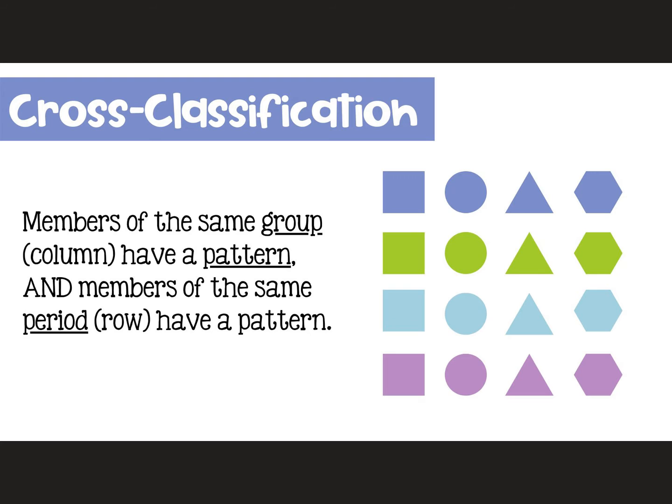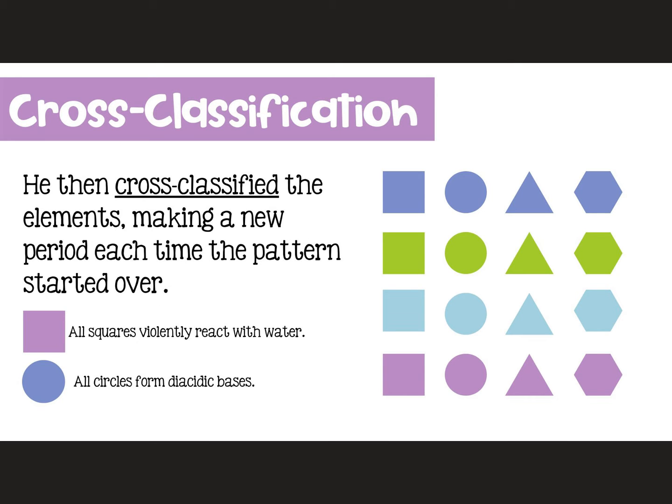The image on the right is actually cross-classified, which means that members of the same group, the same column, will have a pattern. And members of the same period or row also have a pattern. So in this example, all of the columns have the same shape and all of the rows have the same color. Dmitri Mendeleev actually cross-classified the elements, which made a new period each time the pattern started over.